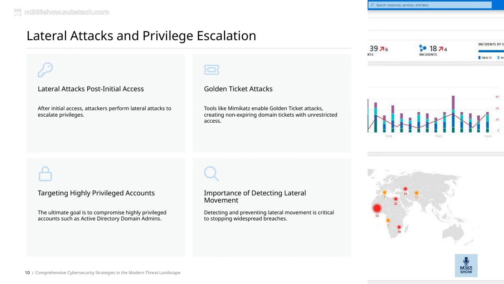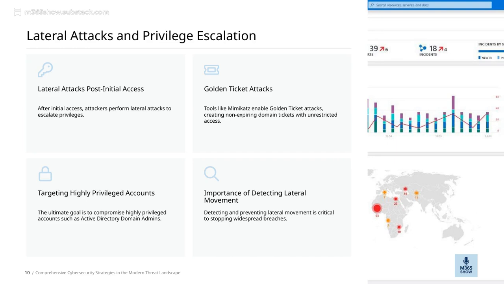One of the tools they use is Mimikatz, which allows for golden ticket attacks. These attacks create forged domain tickets that don't expire and grant unrestricted access across the network. It's a powerful technique, and it highlights how advanced attackers are in exploiting privileged accounts.